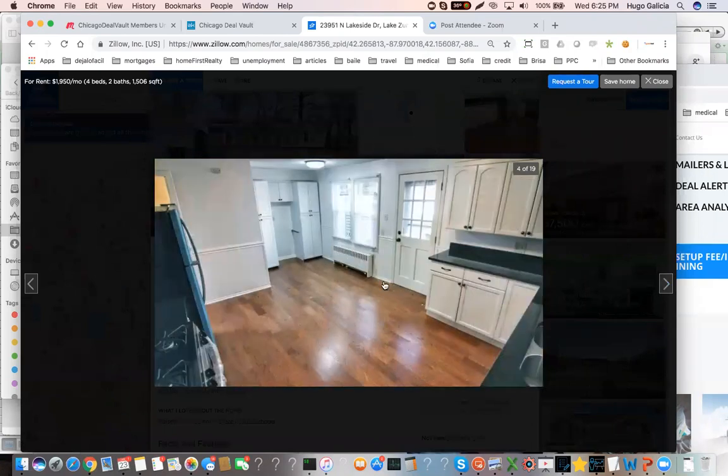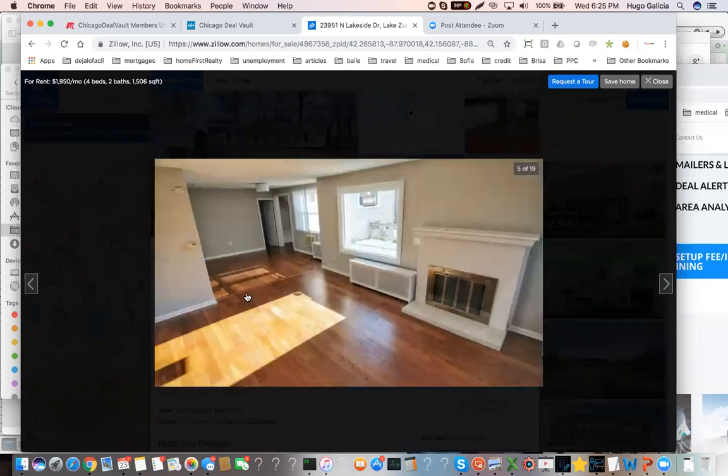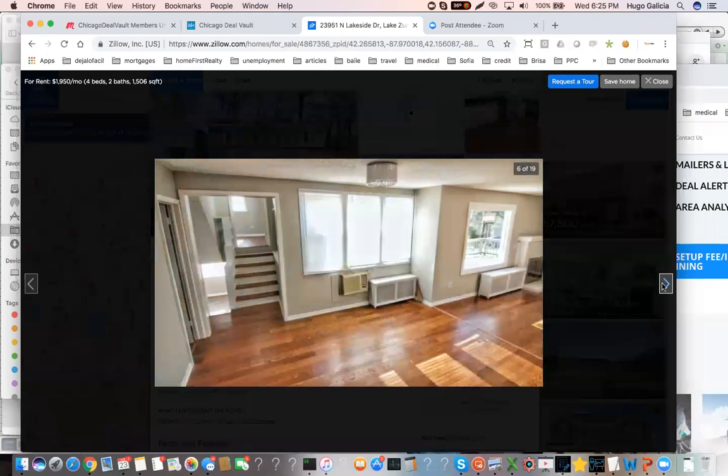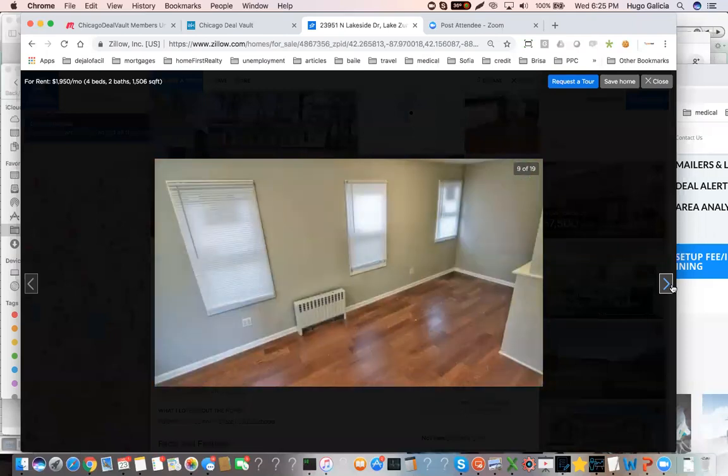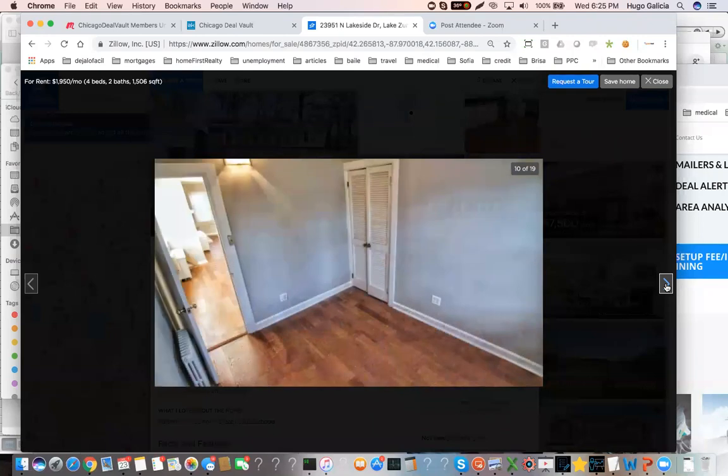And then the rest of the property, this is again the kitchen. The rest of the property, all we did is painting, as you can see, and then flooring. So very straightforward. We replaced a few light fixtures in here. But again, it's just flooring and painting, very, very straightforward.